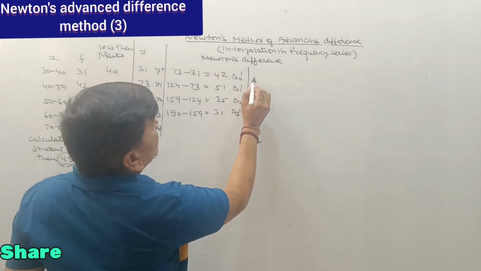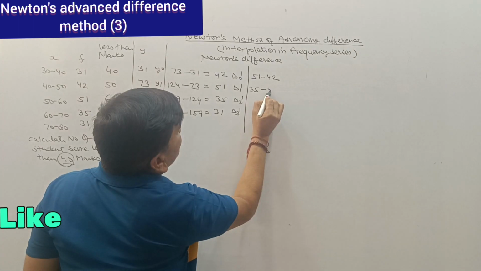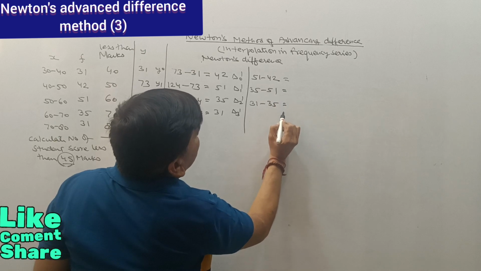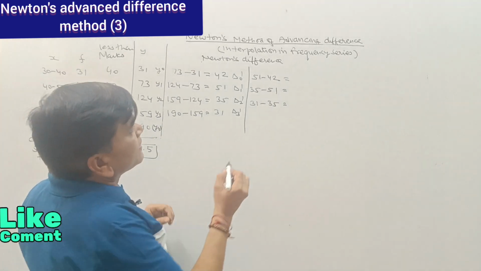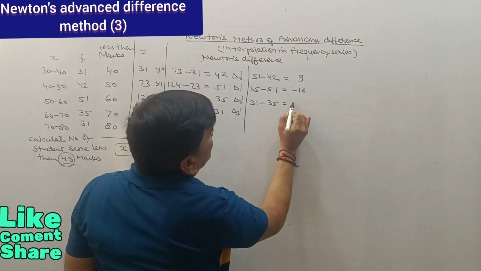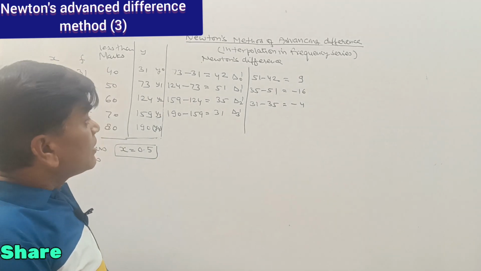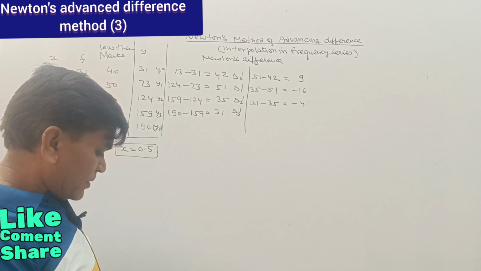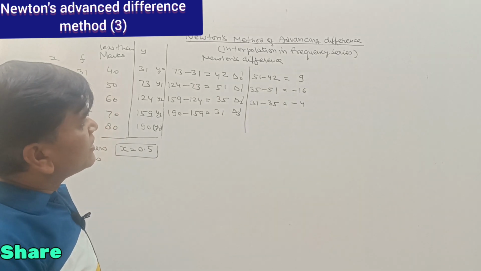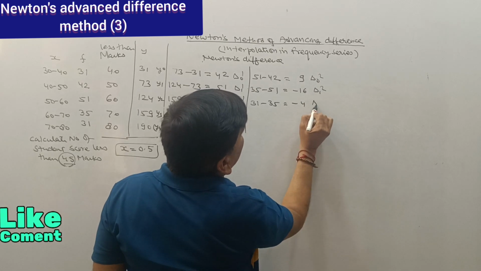Now the second difference: 51 minus 42, 35 minus 51, 31 minus 35. So 51 minus 42 is 9, 35 minus 51 is minus 16, and the last is minus 4. So these are delta 0 2, delta 1 2, delta 2 2.